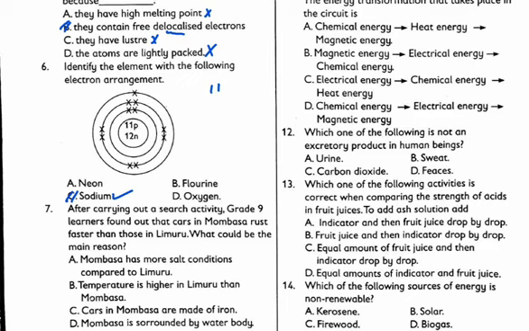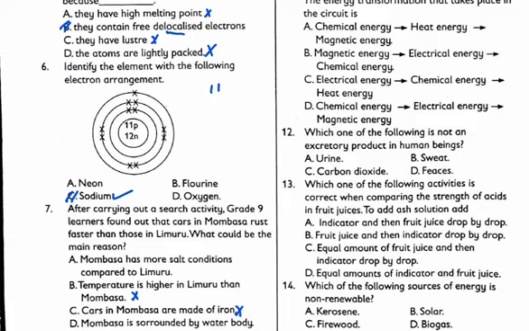So which one do you think is the reason why the cars in Mombasa rust faster? To start with, B is very wrong. Temperature is high in Limuru, that one is not true. We know that Limuru is a highland and therefore the temperatures are very low. It is very cold in Limuru compared to Mombasa, and therefore this one is not true. What about C? Cars in Mombasa are made of iron. We know that all cars are made of iron, and therefore that is not the reason.